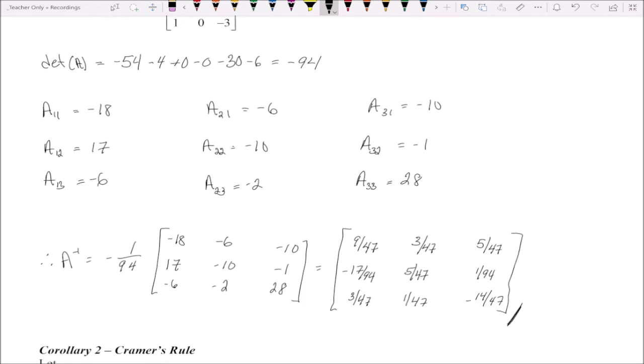And that, by corollary 1, is A inverse. Another corollary to this is known as Cramer's rule.